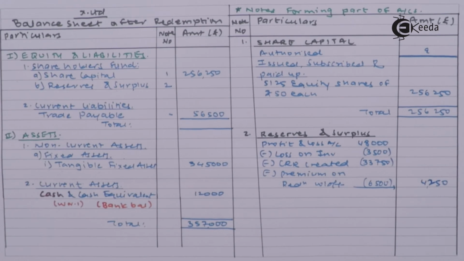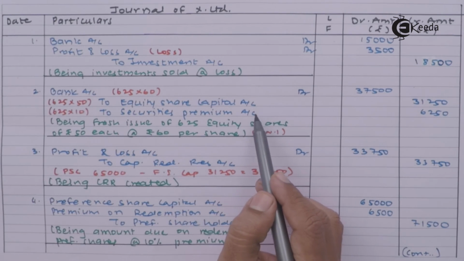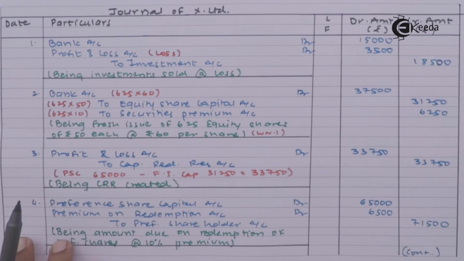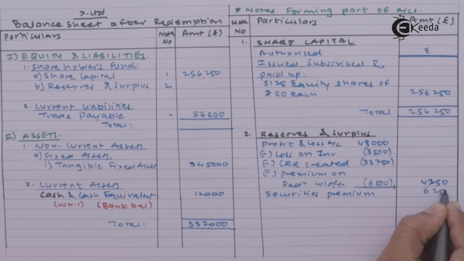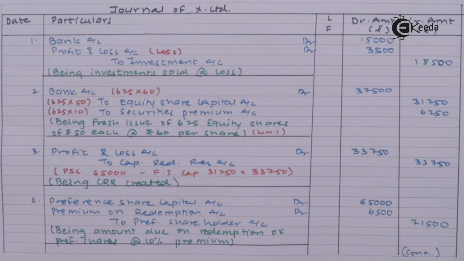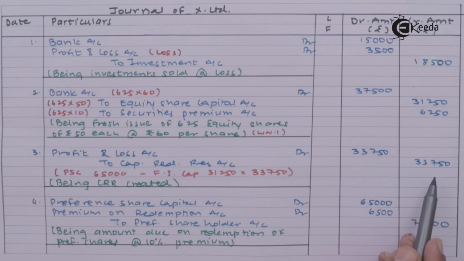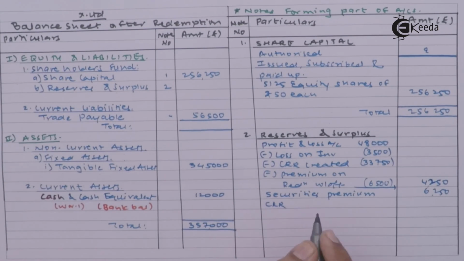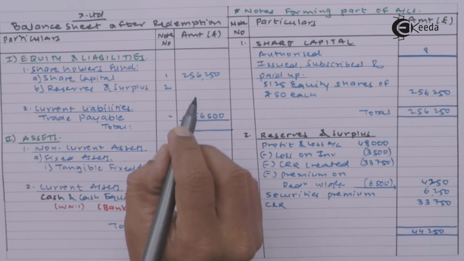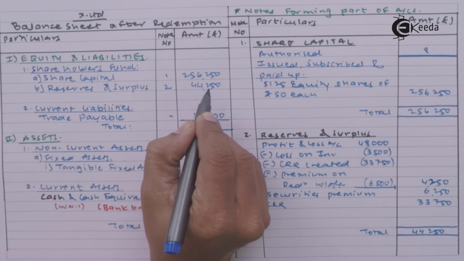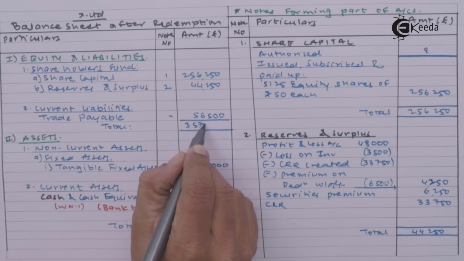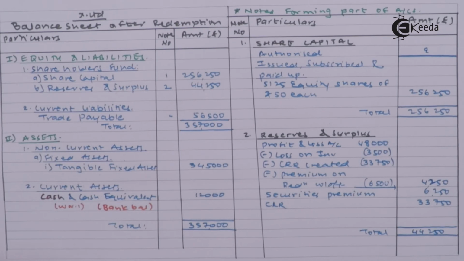Now the new reserves which are coming. In your entry number 2, you can notice securities premium is created, 6,250. In entry number 3, you can notice CRR created, 33,750. Besides this, I don't feel there are any other reserves. So let me take the total. 44,250 is our total. Hopefully my balance sheet should tally. It is telling 3,57,000.